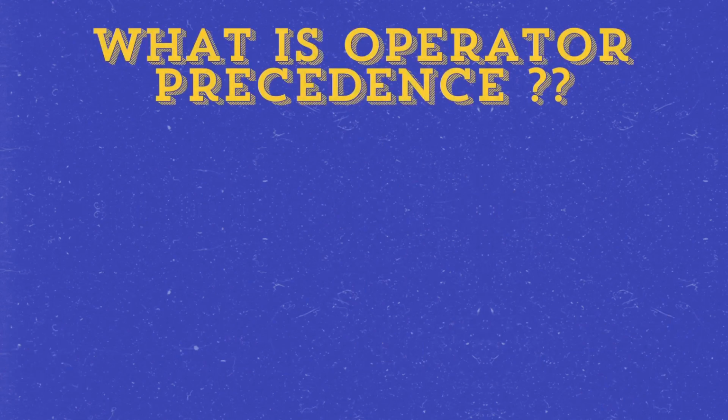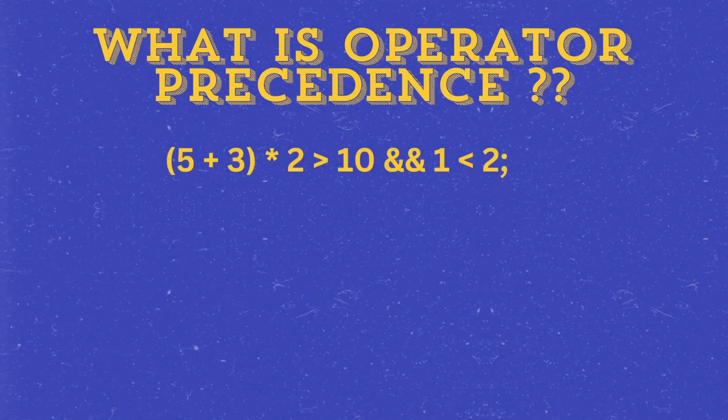So first is, what is operator precedence? When we say precedence, let's take an example of a Java expression where we have multiple operators: plus, asterisk, greater than symbol, AND symbol, less than symbol. So we have multiple operators being used in a single Java expression. Now in this scenario, how will you decide which operator you will evaluate first? Whether you will do a multiplication or addition, or whether you will first apply this AND operator. So which operator is to be evaluated first in a Java expression?